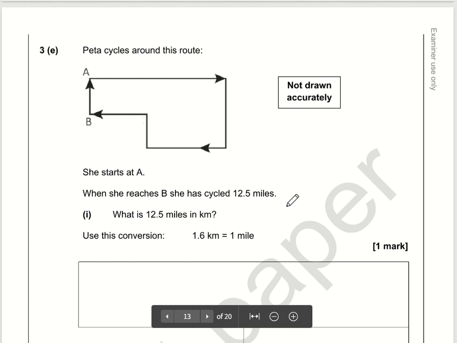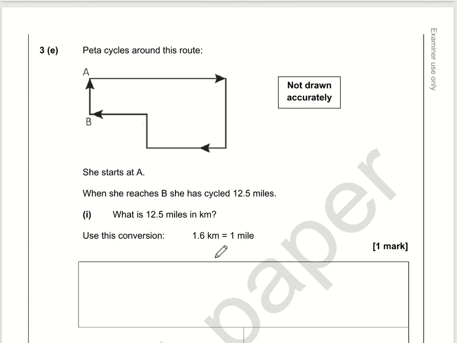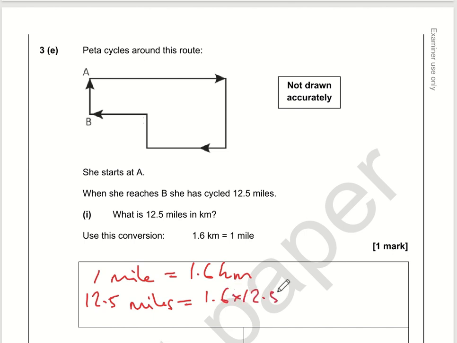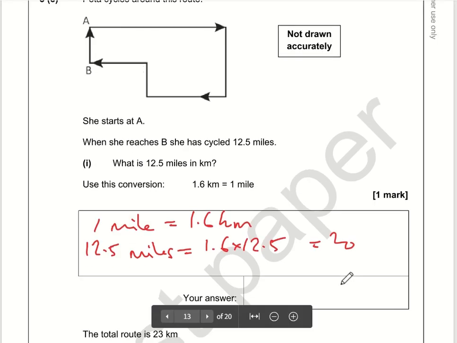Okay, part E. So starting at A all the way around to, actually this is kind of irrelevant. All we know is that what we've been told is 1 mile is 1.6 kilometers. So therefore 12.5 miles, that's going to be 1.6 multiplied by 12.5, and that comes to 20. So that is 20 kilometers.